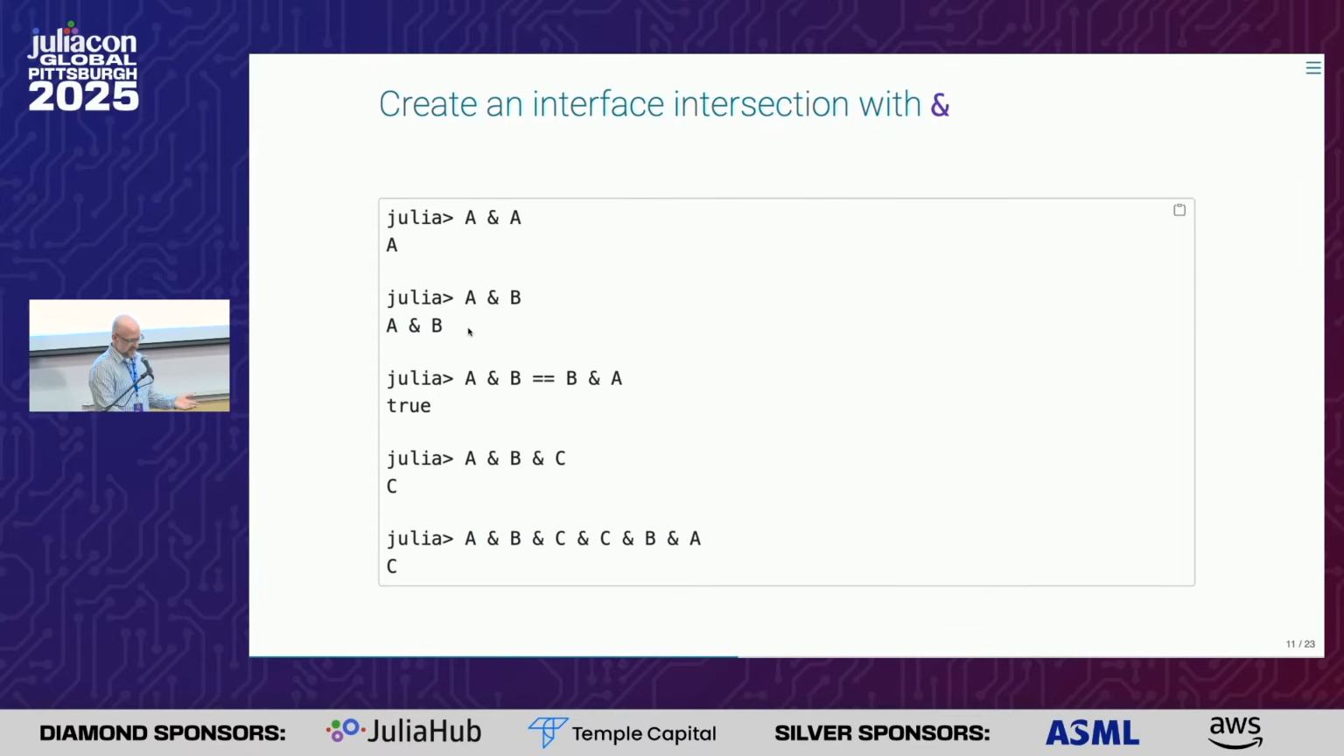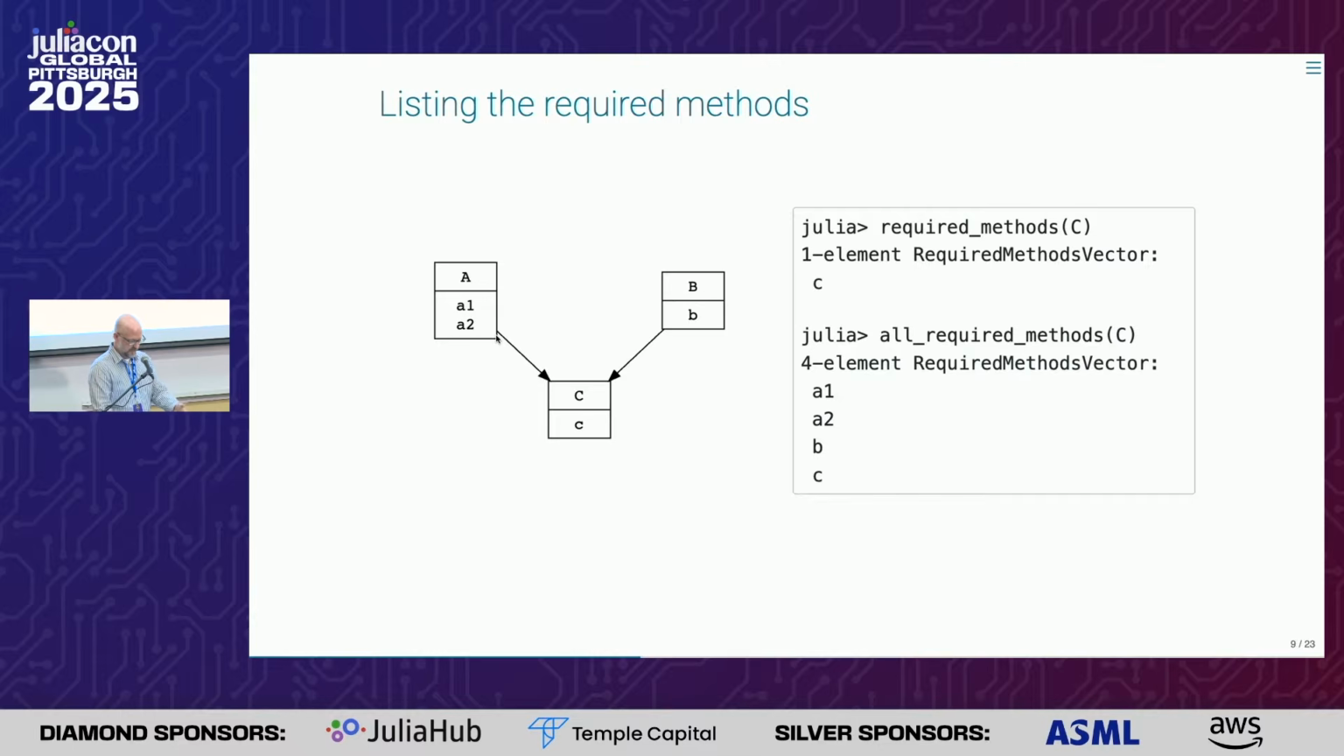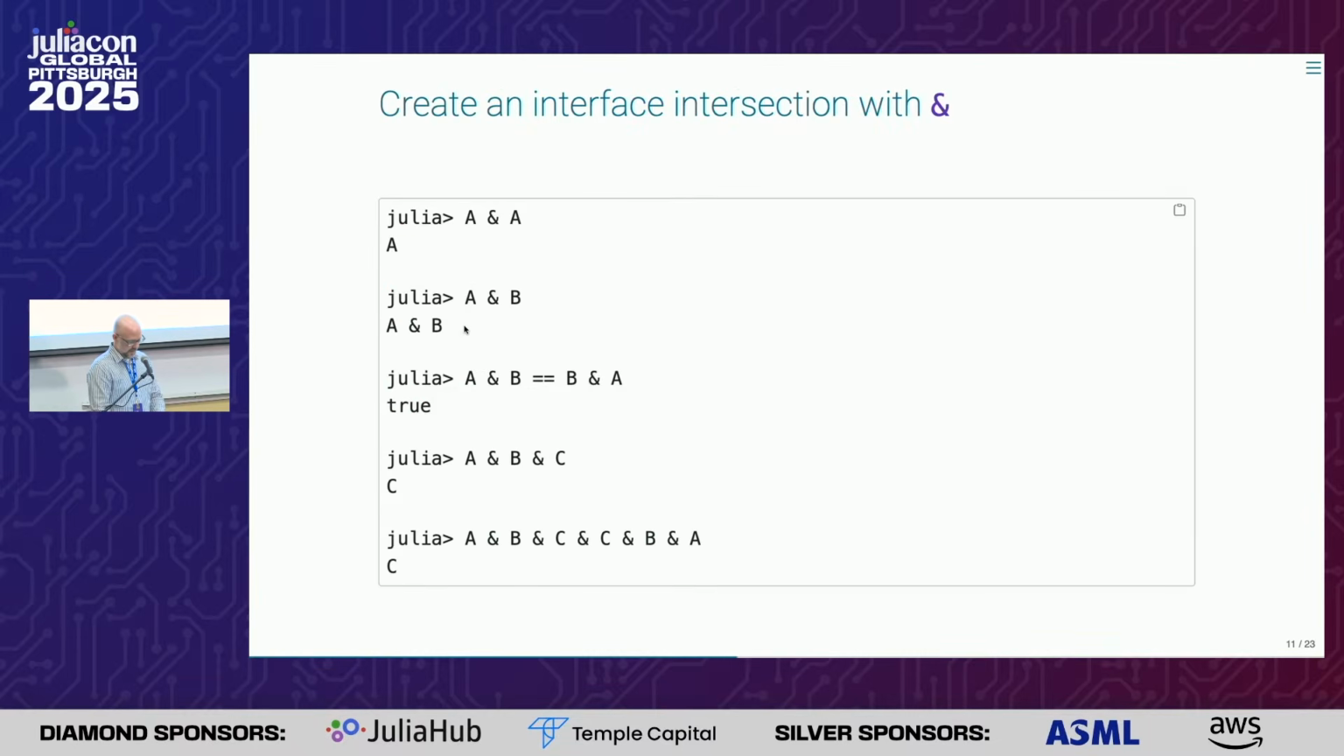A and B can't be simplified. So it's A and B. These are the same interfaces that are defined here. But also the order that you intersect the interfaces doesn't actually matter. So A and B equals B and A, as you would expect. And here's another case that gets simplified. Because C extends A and B, the intersection of A and B and C is equivalent to just C by itself. So this simplifies to C, and so does this longer version, A and B and C and B and A. That also simplifies to C.